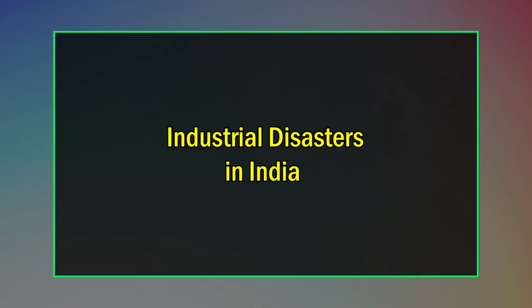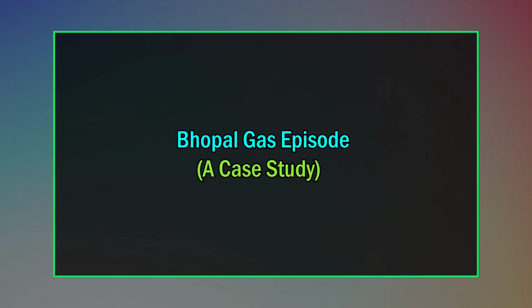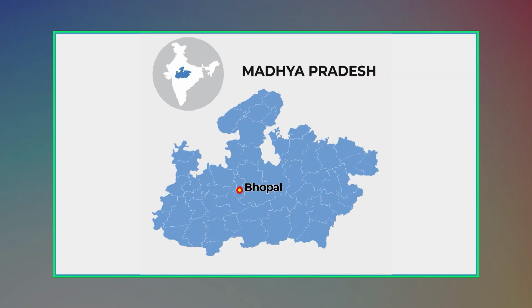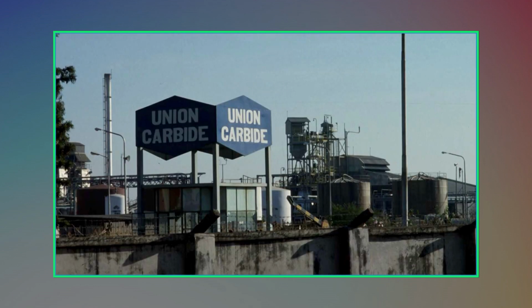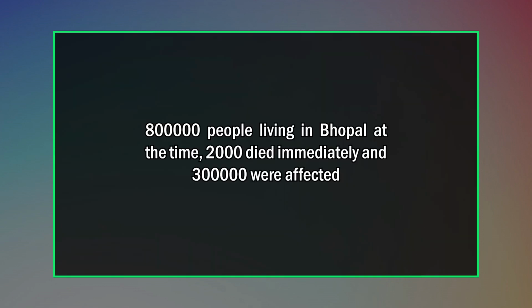Industrial disasters in India. Bhopal gas episode, a case study. The Bhopal gas tragedy, involving loss of numerous lives and many after effects, occurred on December 3, 1984 in the city of Bhopal. A highly toxic cloud of methyl isocyanate vapor burst from the Union Carbide pesticide plant. Of the 800,000 people living in Bhopal at the time, 2,000 died immediately and 300,000 were affected.